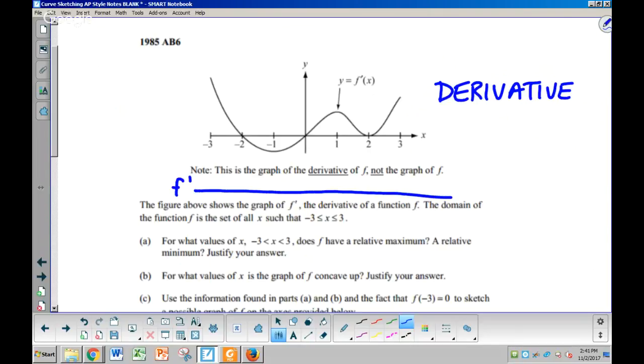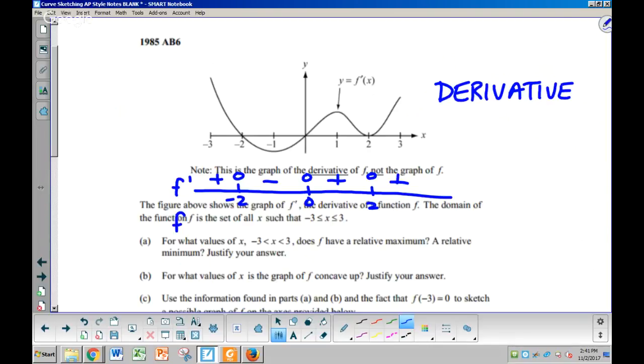Does this derivative function have any zeros? Where? -2, good, and 2. What are the signs of this function to the left and the right of these? Positive, negative, positive, positive. Yes, very nice.